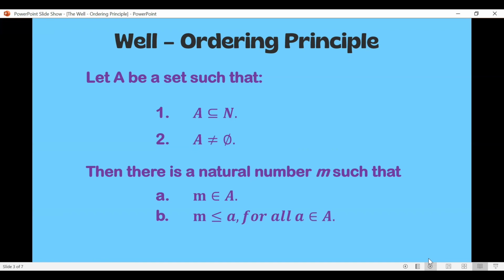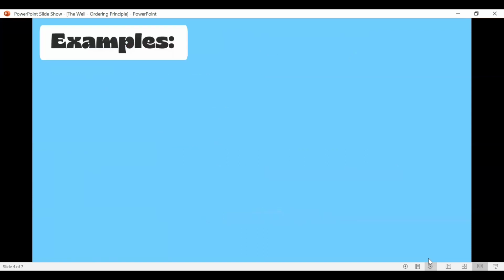Basically, what we are saying here is the given set has a minimum. The important thing is that the minimum has to be in the set A. So now let's look at an example and see how this will work.